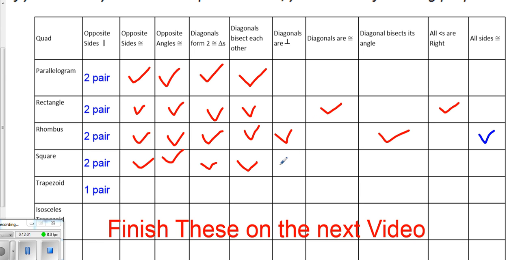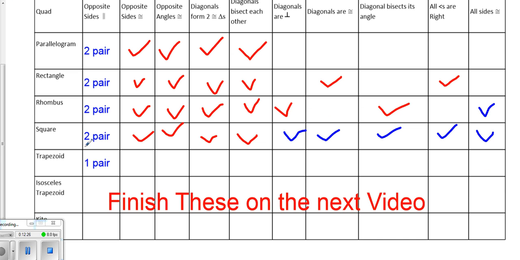Now, a square has to have everything true from a rhombus, so we have to add in these three. And it has to have everything true from a rectangle, so we have to add in all of these things. So every square has all of these things true. Every rhombus has all of these ones, not this piece, not this piece. All rectangles have all of these pieces true.